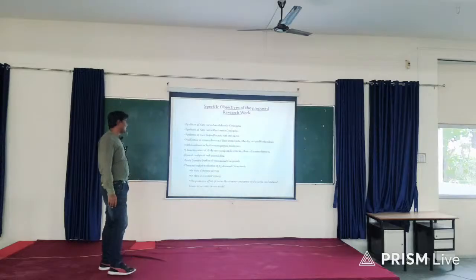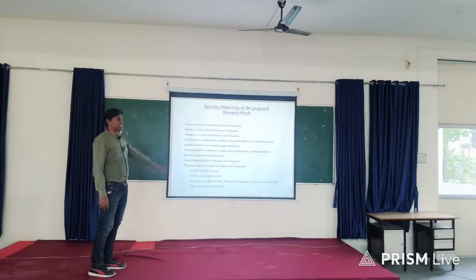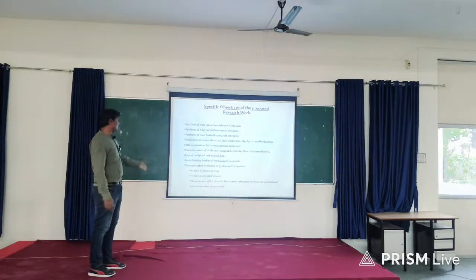Next, characterization of all the new compounds, including the intermediates, by physical, analytical and spectral data. Physical means looking at the color, texture, whether it is solid, whether it is yellow, blue, green, whether the texture is semi-solid, rough, all these things you can write. That is physical data. Then acute toxicity studies of the synthesized compounds, then pharmacological evaluation.